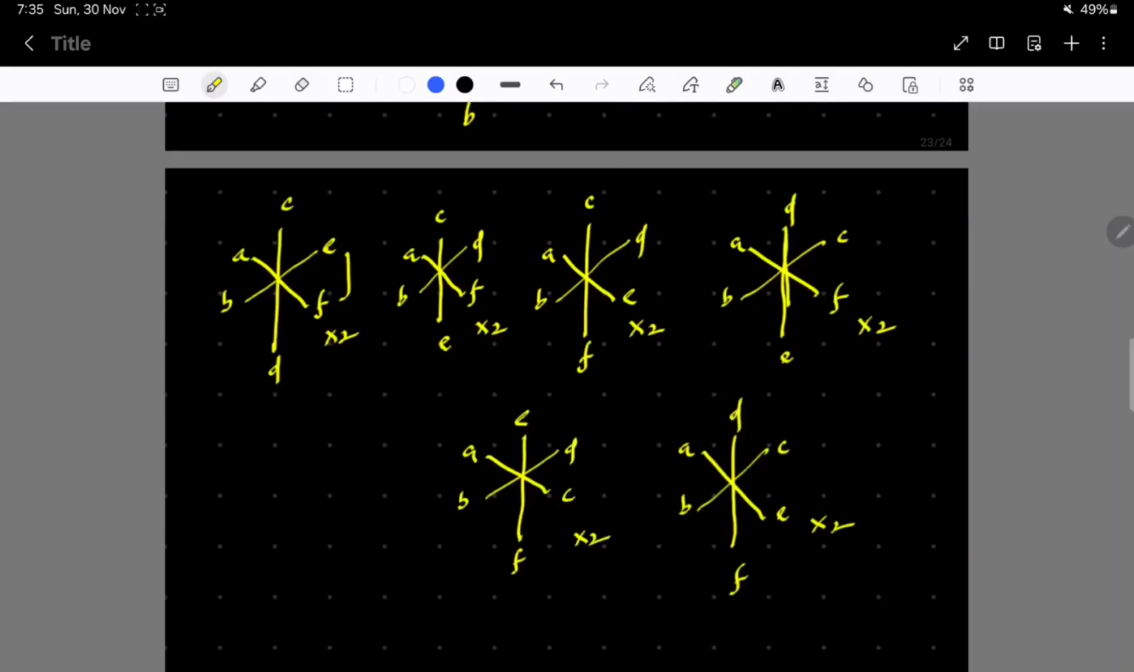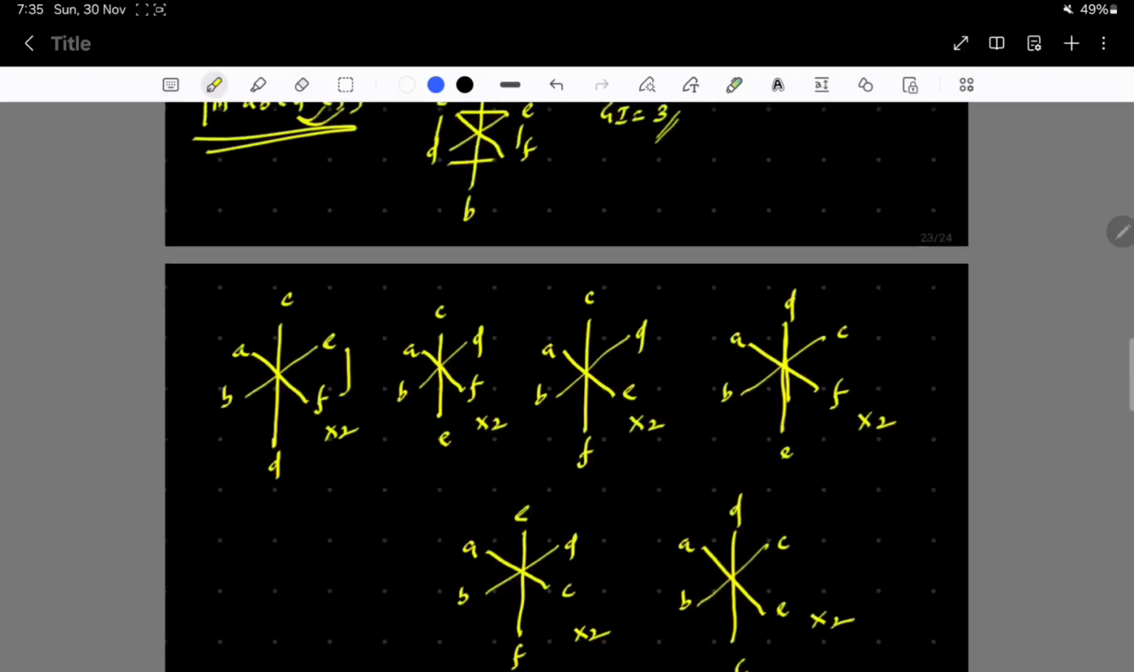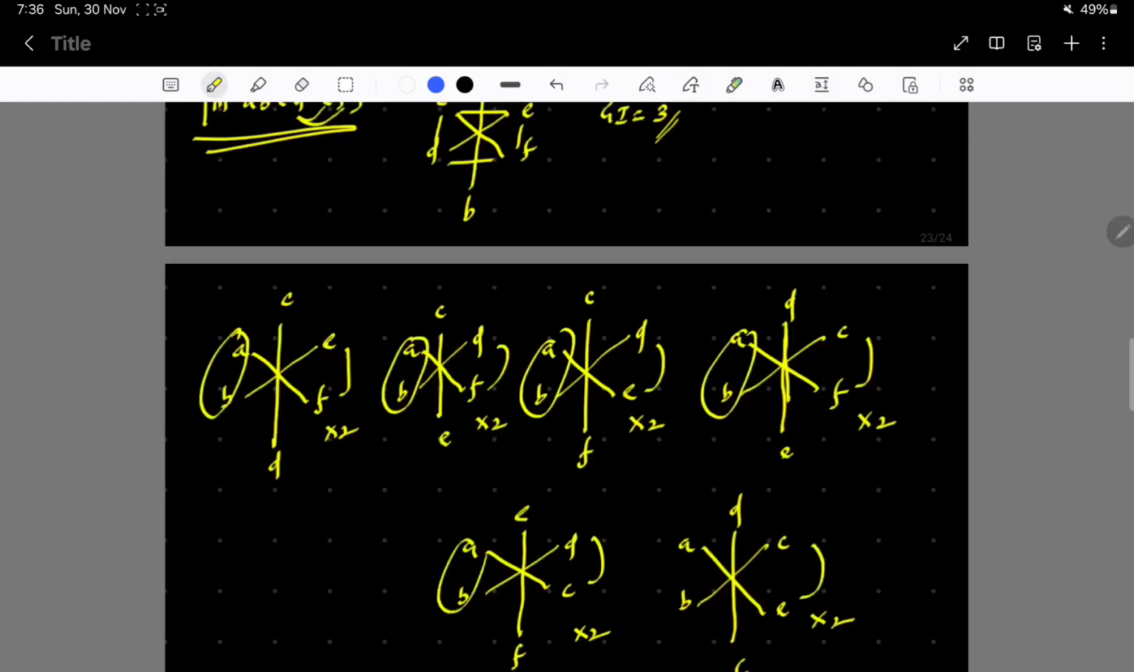Now, from here, by interchanging we will get one more configuration, right? Interchanging, we will get one more combination, because here I am keeping A to B fixed. Interchanging, I will get one more combination.